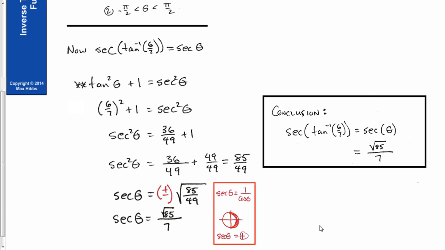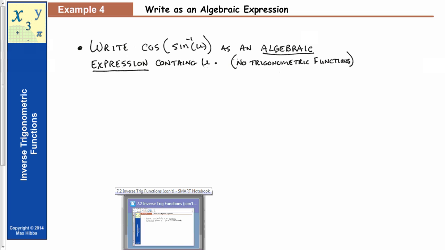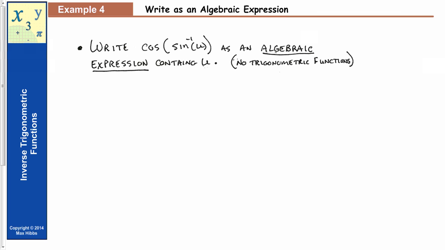Well, I'd like to look at one more example here before we move to a different topic, and let's see what that example is. Okay. Here we are to write the cosine of the inverse sine of u as an algebraic expression containing, whoops, I misspelled that, didn't I? Containing u. Pardon my misspelling right here. In other words, we're supposed to write this in a form that only contains algebraic stuff, no trigonometric functions. But we approach it just like we have been.